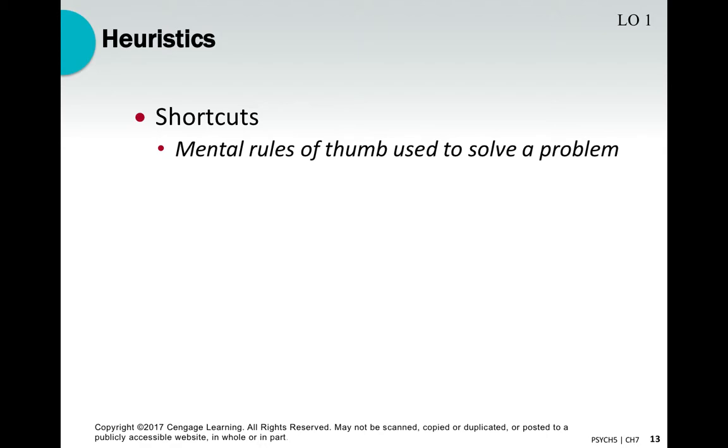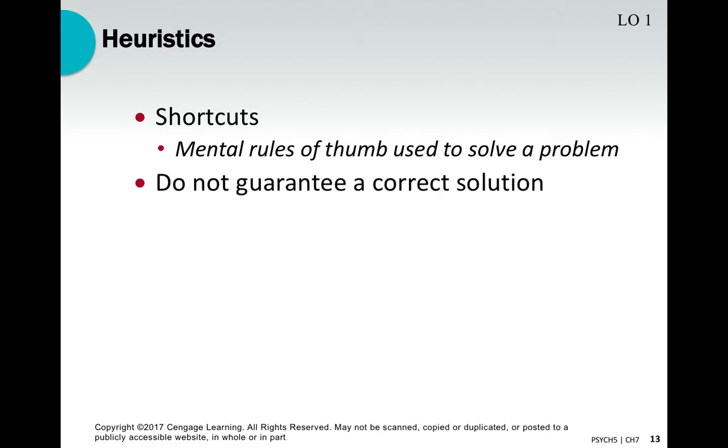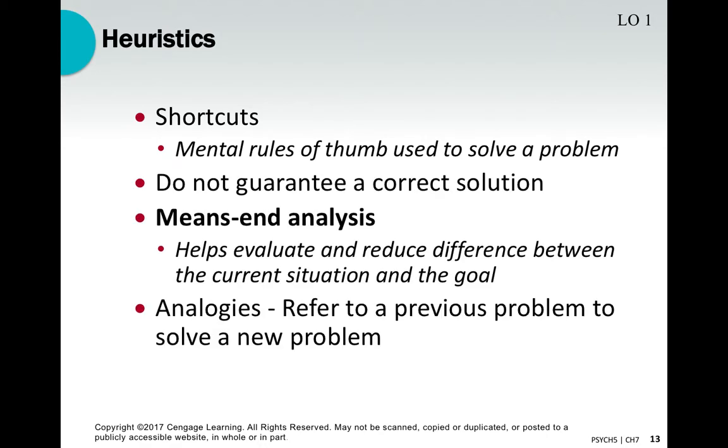Instead of an algorithm, you can use a heuristic. A heuristic is kind of like a shortcut or a mental rule of thumb that you can use for figuring out how to solve a problem. Now, it's a lot faster than an algorithm, because you're not quite following all the steps. So in this case, if you're hungry for lasagna, instead of making it yourself, maybe you call mom and mom makes it for you, or you go to a restaurant and they make it for you. But again, it doesn't necessarily guarantee the right solution.